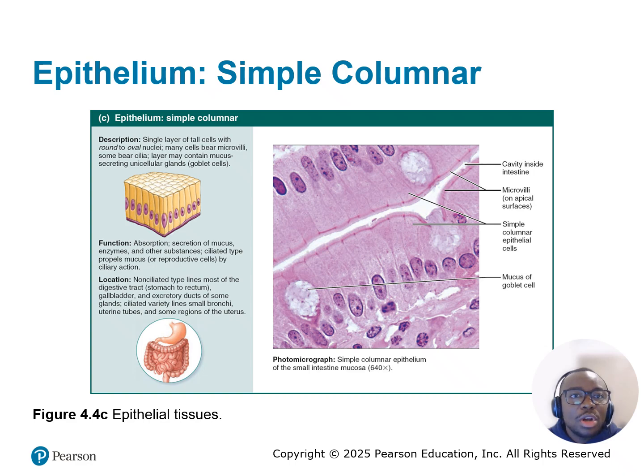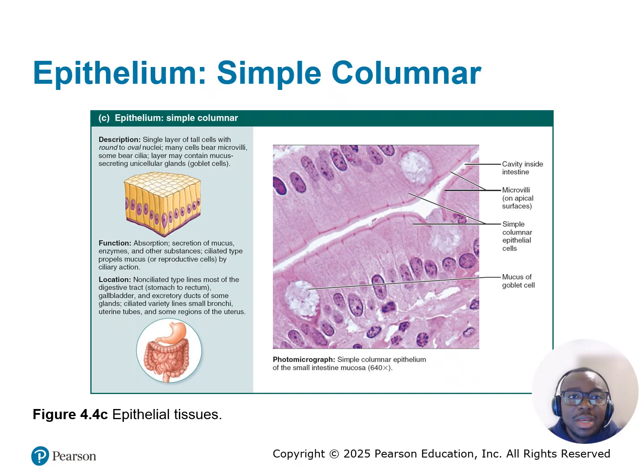Next is simple columnar epithelium. Simple columnar epithelium has a single layer of tall cells with round to oval nuclei. Some of the cells have microvilli, while some have cilia. Other layers may contain mucus-secreting unicellular glands called goblet cells. They are involved in absorption and secretion of mucus, enzymes, and other substances.